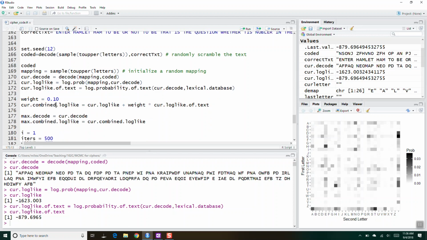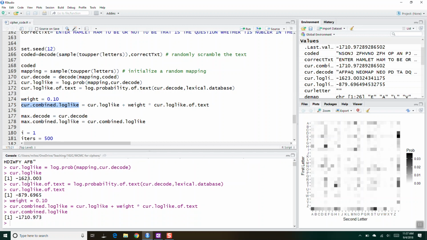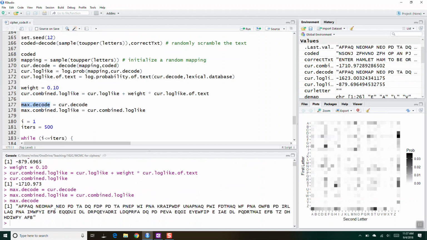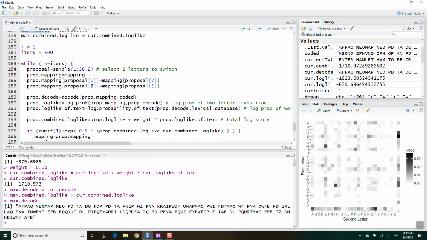Because these are two strategies for evaluating the probability, we can weight one versus the other. Here I'm taking the two-letter probability, and I'm weighting this one to be less. This is something you can tweak, and we'll see what happens. When I combine these after weighting them, this is my score here. We say this is my current mapping, and I'm going to run this for 500 iterations.